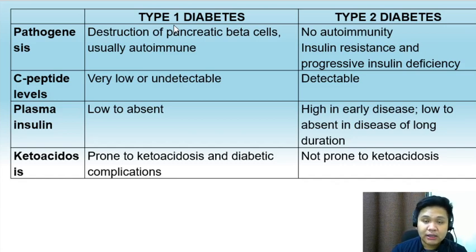So in type 1, since you have low or absent levels of insulin, you also have very low or undetectable C-peptide levels. Whereas in type 2, since the pancreas is still able to produce insulin, C-peptide is also detectable. Then again, we have mentioned ketoacidosis, which is a key feature of type 1 diabetes mellitus.